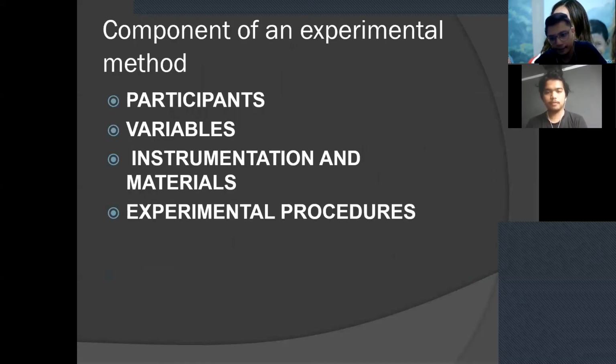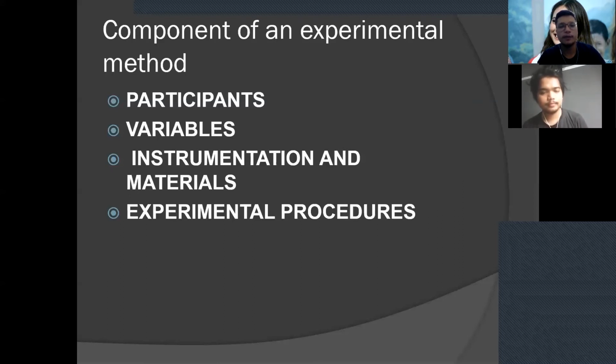The component of the experimental method, this will be delivered by my friends, and it is your turn. Okay, I will explain about the components of an experimental method.